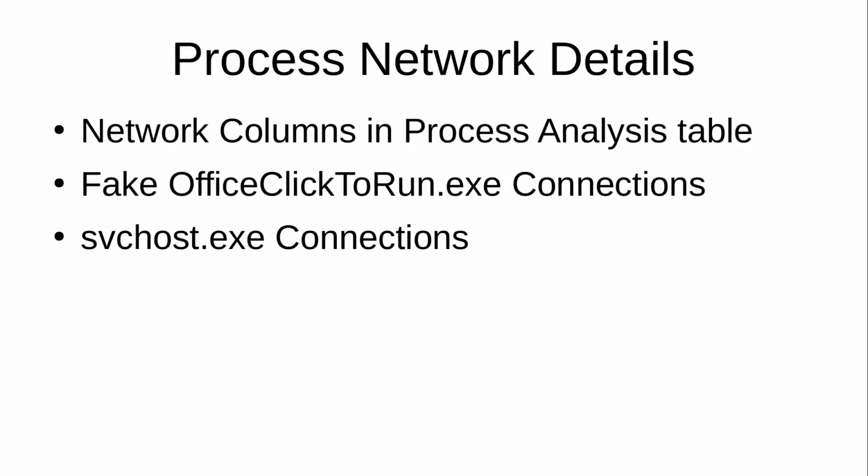Let's do a quick overview of the process network details analysis in REnigma. First, we will use the network columns in the process analysis table to identify processes with network activity. Second, we will look at the connections of the malicious fake Office click-to-run process. Last, we will examine an svchost.exe process that makes many connections.